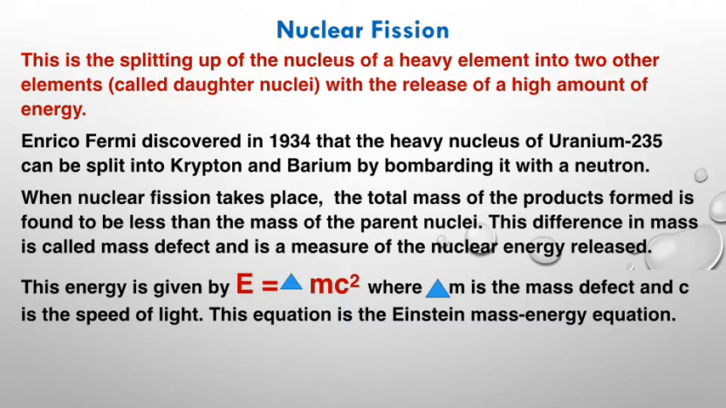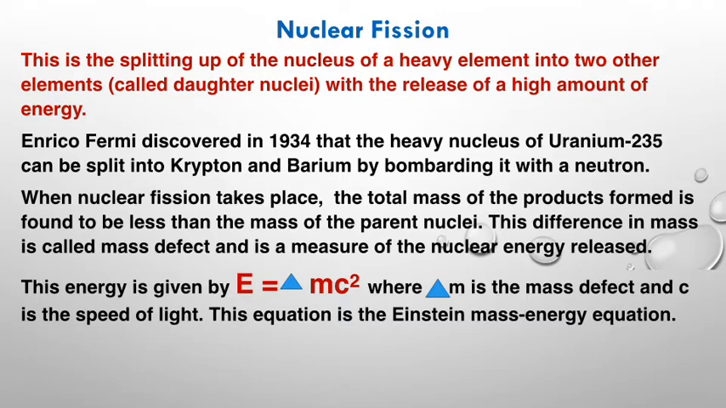Now, experiments have shown that the total mass of the daughter nuclei that you have is usually less than the mass of the parent nuclei. So, what then is responsible for this difference? The thing responsible for this difference is what we call mass defect. The mass defect you get is the measure of the nuclear energy released.